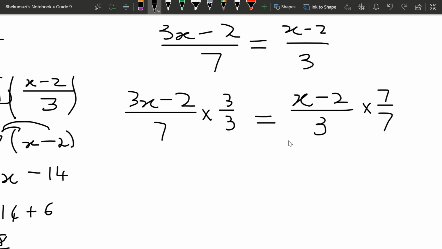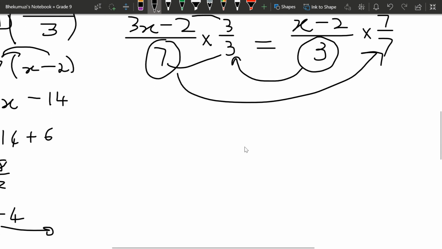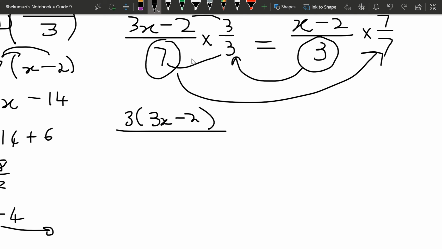Now what did we actually do? We took the denominator of the one fraction and we multiplied it as 3 over 3 to the other fraction that has a different denominator. And then we did the same thing for 7. We took it and we put it there, and then we multiplied it with the denominator, right? And so look what happens. So what do we get? At the top we will get 3 times the bracket 3x minus 2, all over 21, right? 7 times 3 is 21. Equals 7 times the bracket x minus 2, over 21.